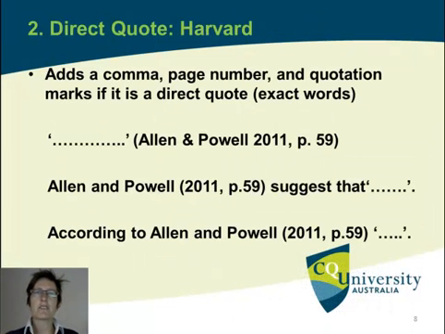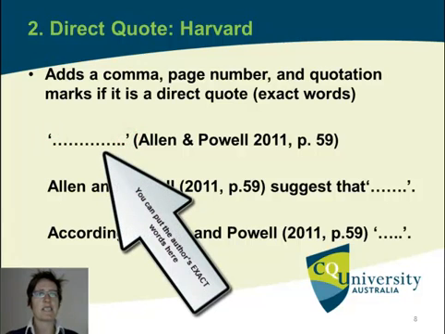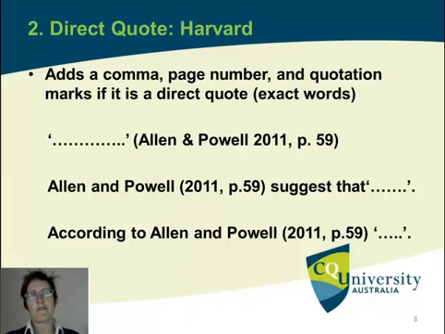However, I may want to use the exact words of those authors, in which case I need to add, as you see here, quotation marks. I still then have the author's name and year, and following that I have comma and p.59. That's the page where I found that information. So name, year, and page with a comma between the year and the page. This is when I'm using those exact words from Allen and Powell, those exact words from my writer.